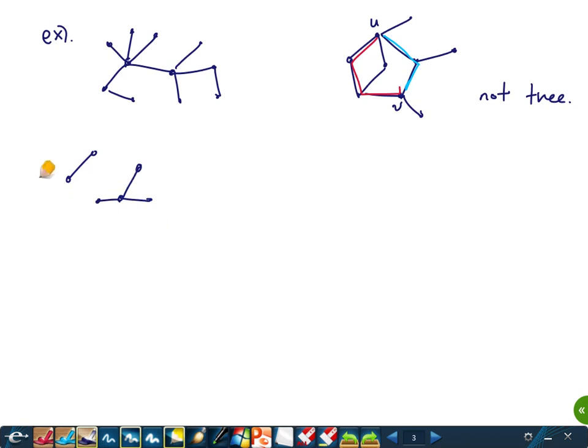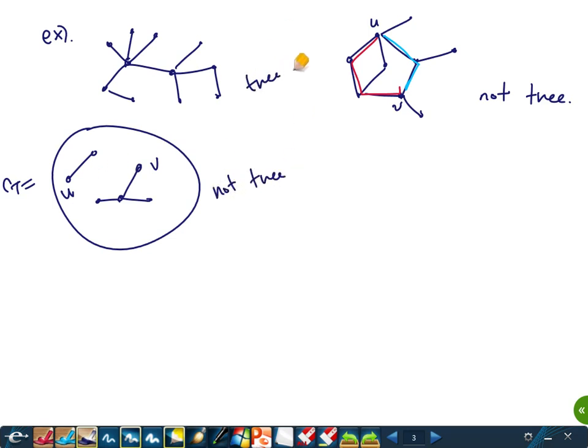Let's say this is a whole graph G. This is not a tree, because a tree must be connected. Because if you take one u and v like this, there is no simple path from u to v. So it's not a tree. But this one is a tree. Okay? The tree must be connected, because connected graph means if you have two vertices, u and v, there is always a path connecting these two points.